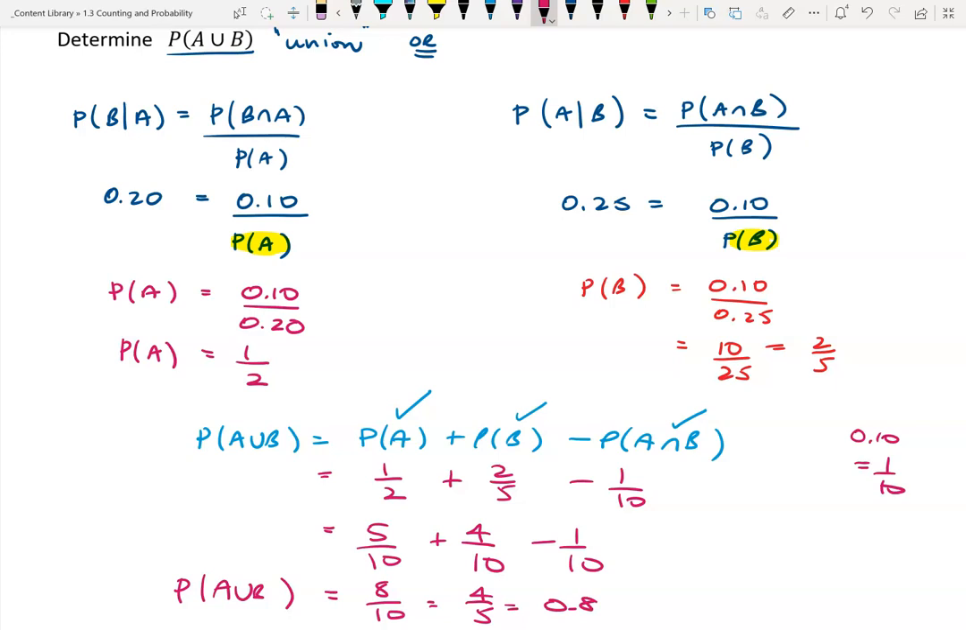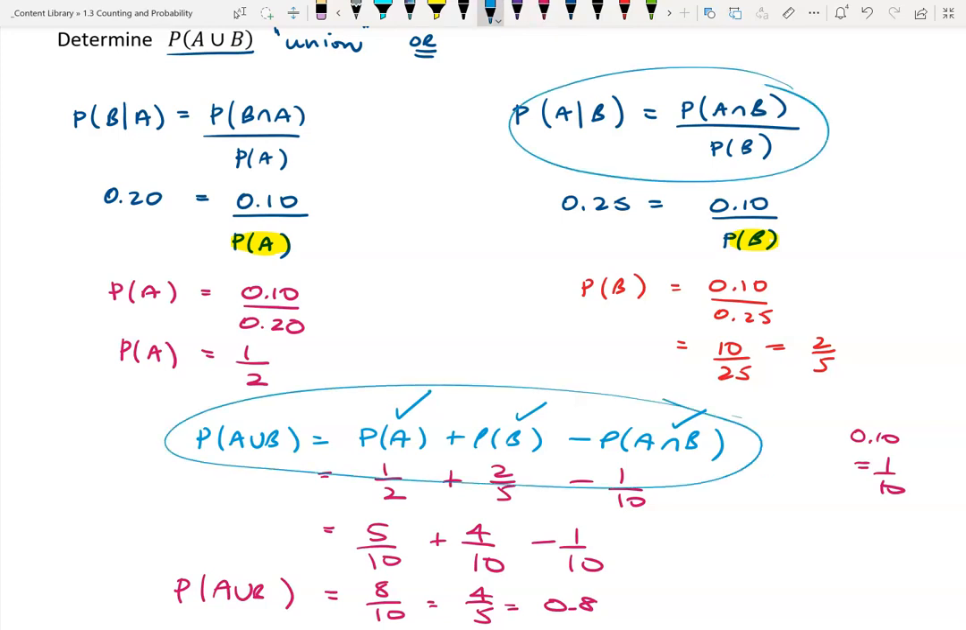So it just shows you that no matter how probabilities are presented to us, either as values of conditional probability or intersections, we can always use those formulas such as the conditional probability and the addition rule to help us solve the problems.